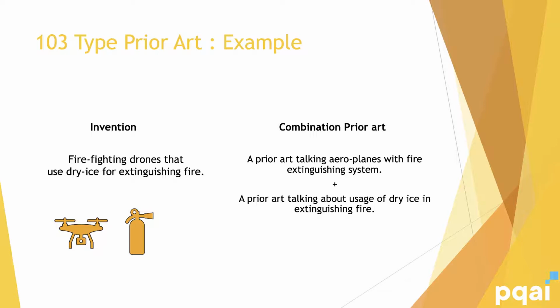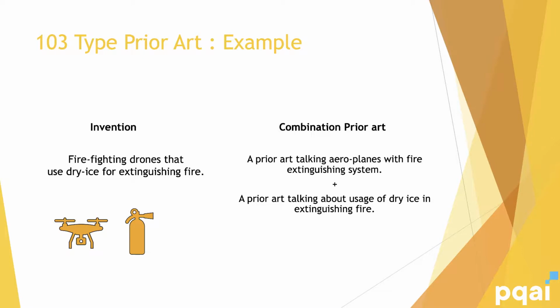Now what PQAI can do is, let's say it is not able to find a single document where there is a drone used for putting out fires, and it also uses dry ice. So that means all the features of your invention are not disclosed by anybody else in the prior art. But even then, in these cases, what an examiner can do is cite 2 documents, one of which could be disclosing a firefighting drone that uses something other than dry ice. So say it uses water spray to put out fires.